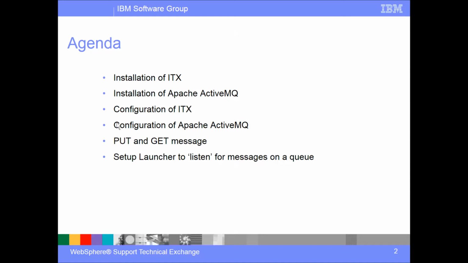Lastly, I will use ITX to both put and get a message. Then I will configure and run the launcher to trigger a map on the arrival of a message on the designated watch queue.